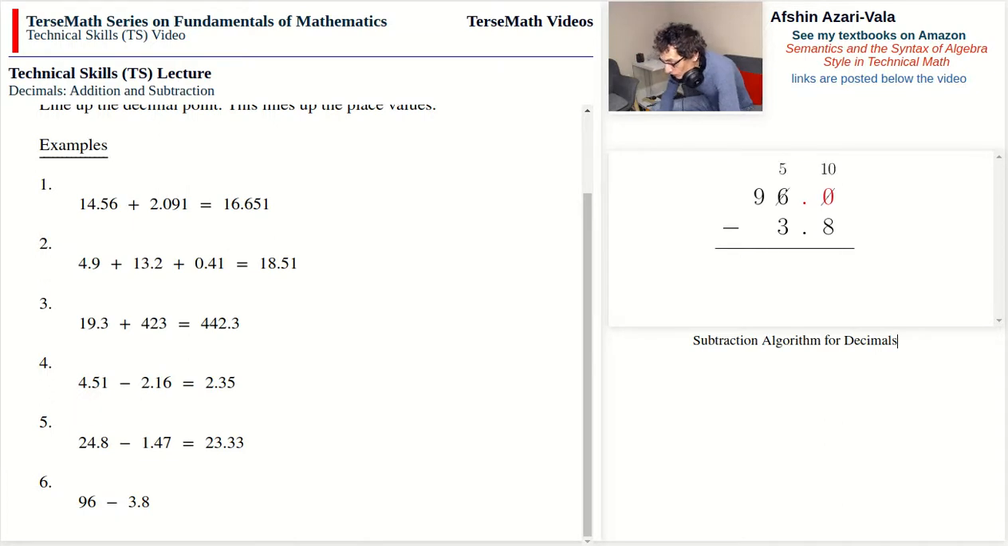Now starting with the rightmost column, 8 from 10 leaves 2. Decimal point comes down. 3 from 5 leaves 2. And then 9 being on top can be pulled down. And again, keep in mind that if you had a 0 here and you would do 0 from 9, you would get 9. So 92.2 for this problem.